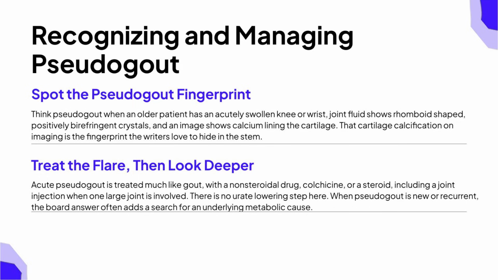Second, treat the flare, then look deeper. Acute pseudogout is treated much like a gout flare, using a non-steroidal drug, colchicine, or a corticosteroid, and a steroid injection is a great option when a single large joint like the knee is involved.